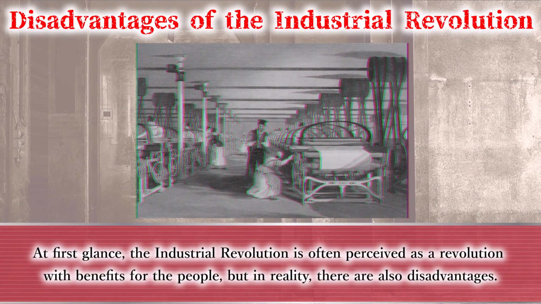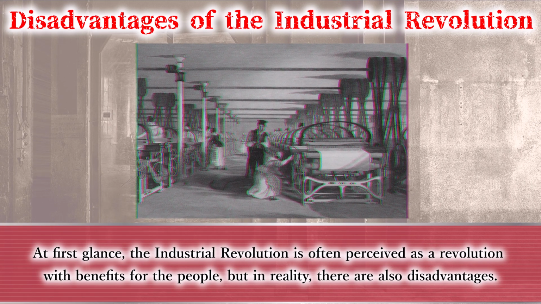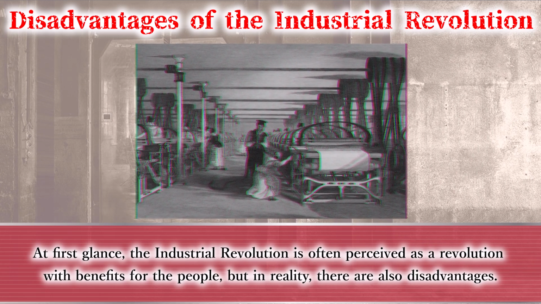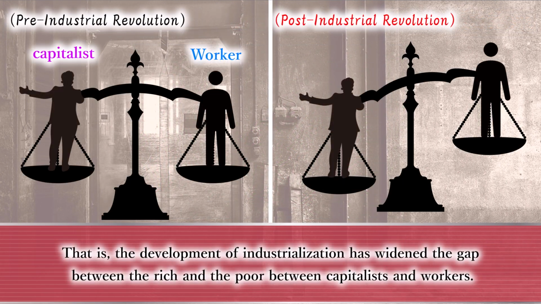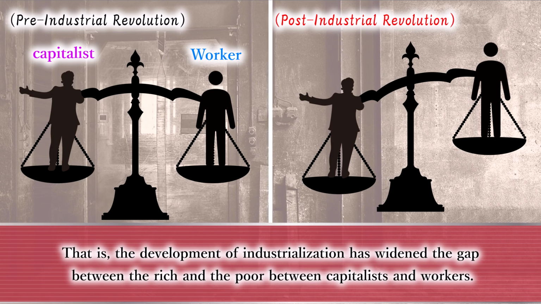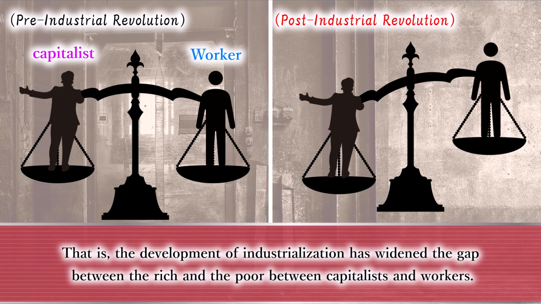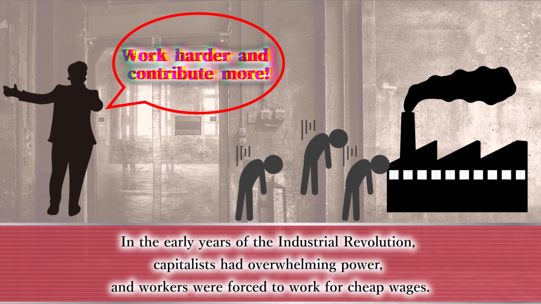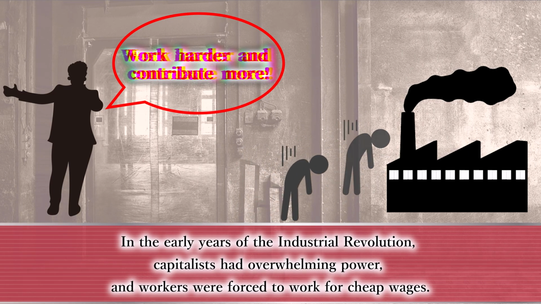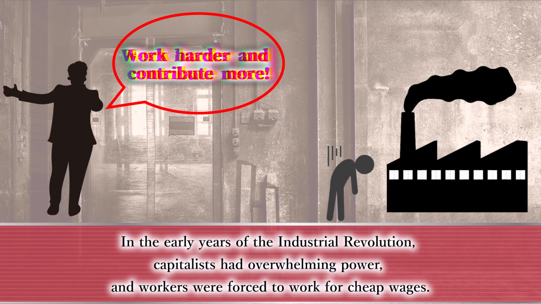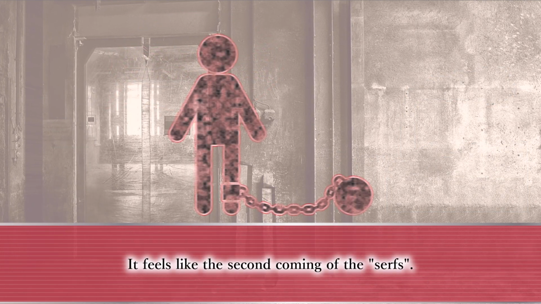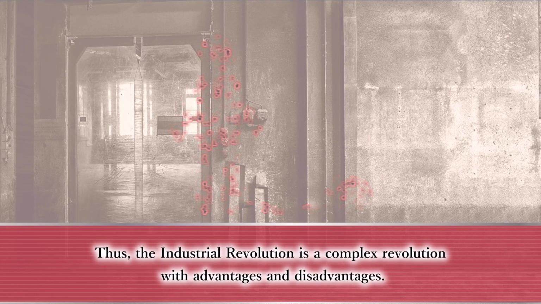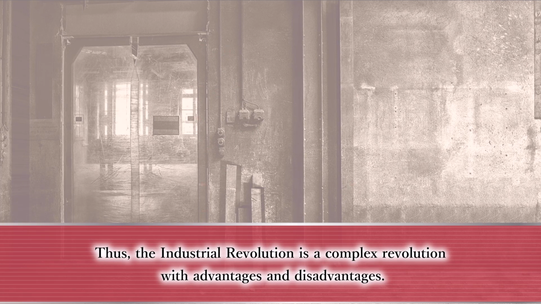At first glance, the Industrial Revolution is often perceived as a revolution with benefits for the people, but in reality, there are also disadvantages. That is, the development of industrialization has widened the gap between the rich and the poor, between capitalists and workers. In the early years of the Industrial Revolution, capitalists had overwhelming power, and workers were forced to work for cheap wages. It feels like the second coming of the serfs. Thus, the Industrial Revolution is a complex revolution with advantages and disadvantages.